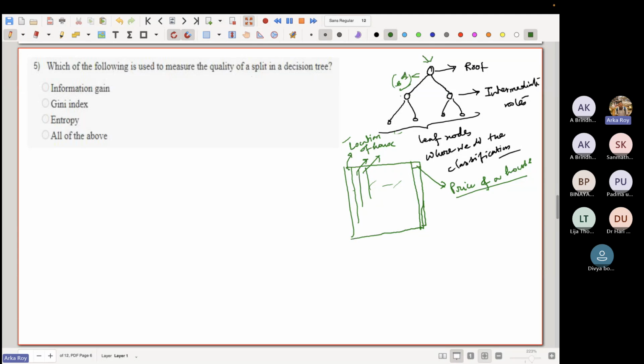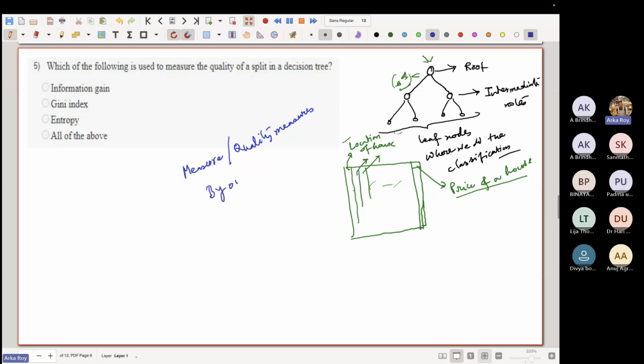Now, how do you make decisions that, based on these values, you will do the branching of the classification process or the regression process? That is the main thing. For that, you have certain measures, and these are also called the quality measures.